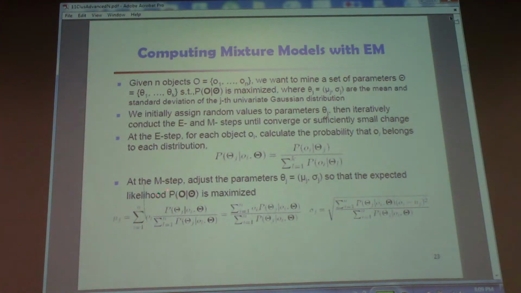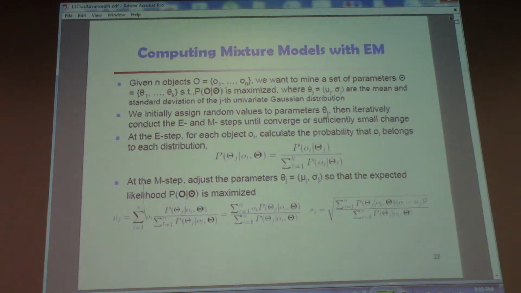And during the M step, we apply the likelihood function. It's a product. So we can find the parameter values, the mean and the variance, using this function. I'm not going to explain the details of how to prove this. If you want to know how we get this, you can look up any statistics textbook.